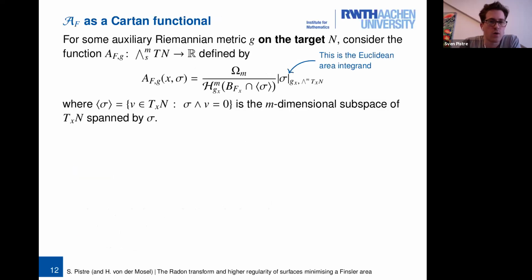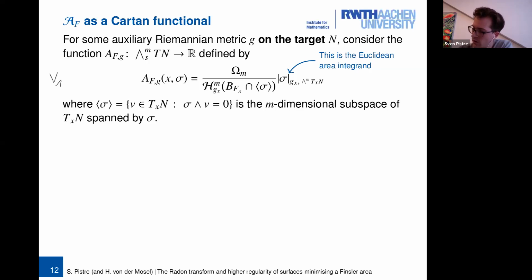Okay, so let me give this to you here right now, and we'll see why this makes sense in 2 minutes or so. Here now I will take an auxiliary Riemannian structure on the target. So previously it was on the domain, it was a G bar. Now this is on the target, and I will define a function on this space here. This is the exterior power bundle, and this small s here means that I only look at simple m-vectors or totally decomposable m-vectors, and they are of this form here.